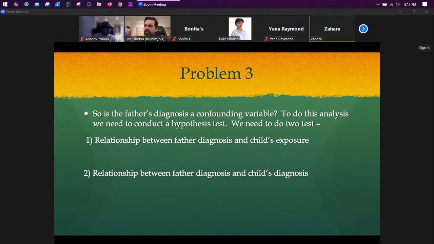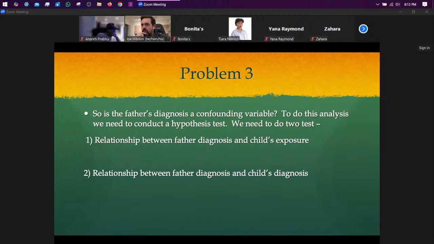Okay, I will. You will also hear my children. No, good. Use the data in problem 1 and problem 2 to conduct tests of hypothesis to determine whether the father's diagnosis of ADHD is a confounder. Hint, test if there's a relationship between the father's diagnosis and the child's exposure and between the father's diagnosis and the child's diagnosis. Is the father's diagnosis of ADHD a confounder? Justify your conclusion. All right.